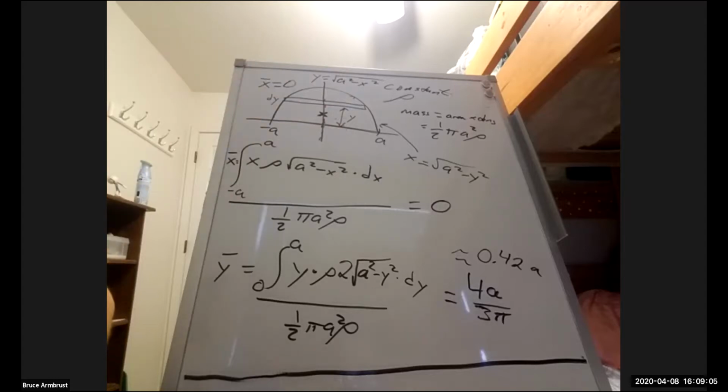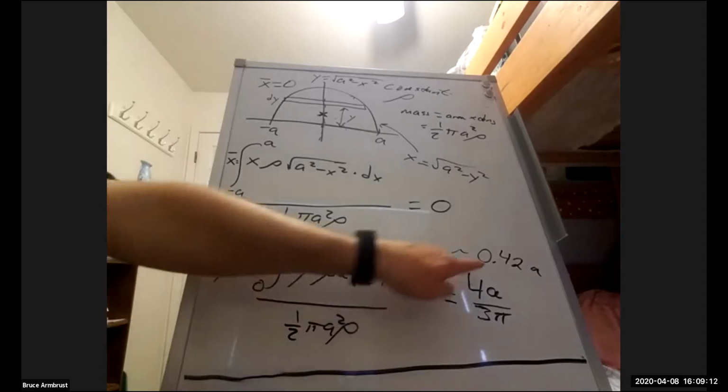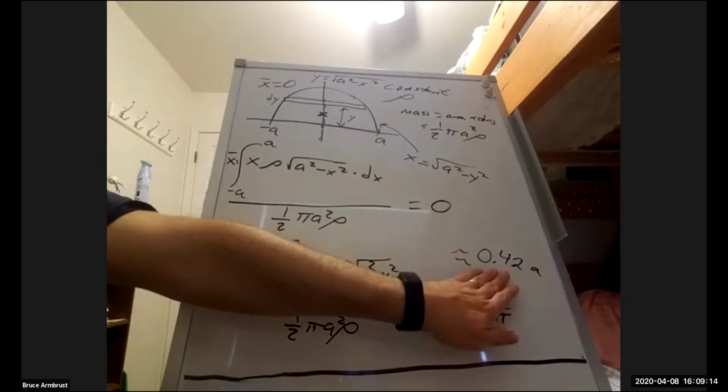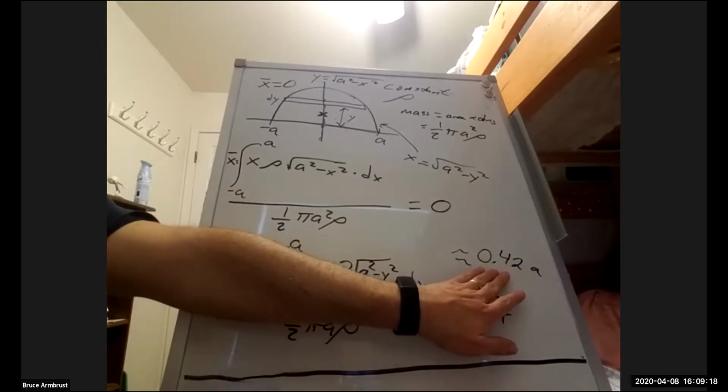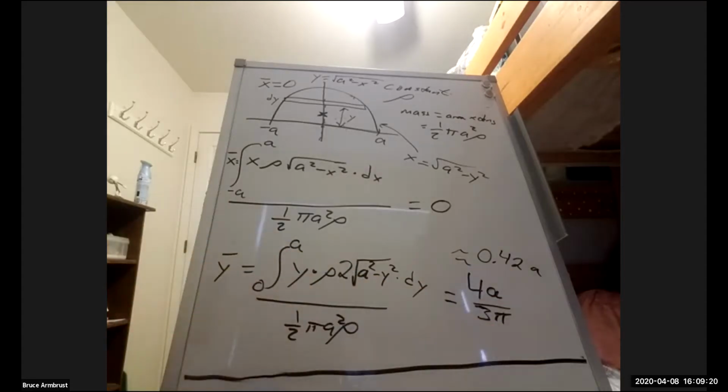So whoever, Cesar, who said it was slightly towards the bottom, and it is. It's just slightly towards the bottom. It's just under a half, just under halfway there. But it matches what we expected. We figured that it should be a little bit below because of the fact that there's more mass distribution down there.